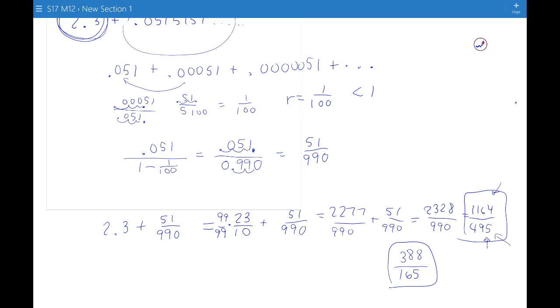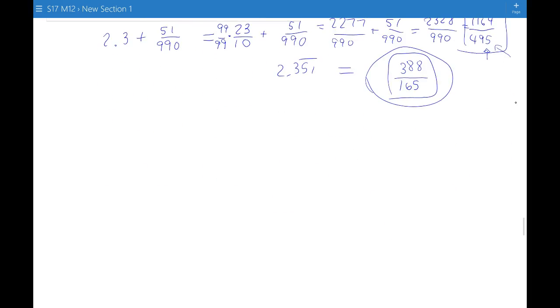So to me, it's fascinating that you can write this repeating decimal as 2.351 bar as exactly this fraction. And so you could try on your calculator doing 388 over 165 and see if that's what you get. Pretty amazing.